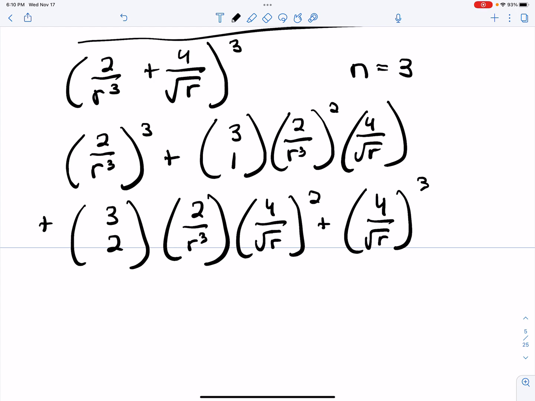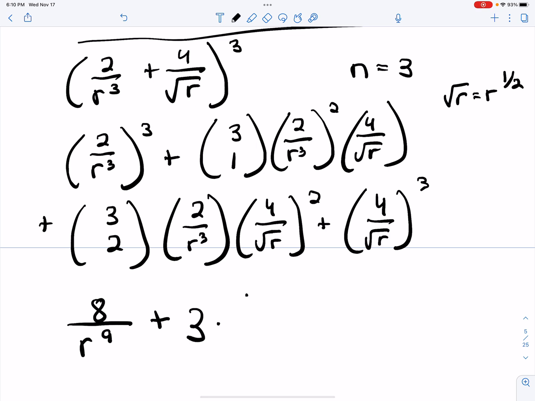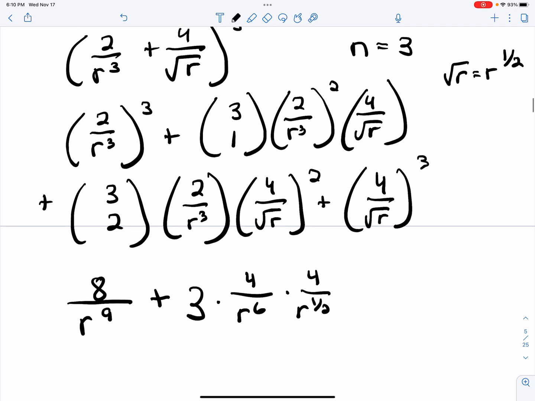Ooh, goodness. You'll probably find that your book likes to just use fractional exponents to make things a little easier. So instead of square root of r, they'll say r to the 1/2. Keep in mind, square root of r is the same thing as r to the 1/2 power. Okay, so that first term, 2 cubed is 8. r cubed is r to the 9, because you have 3 times 3 in the exponents. Plus, and then the 3 choose 1. Let me put that in my calculator real quick, because I don't remember off the top of my head. It's 3. I should remember that. Then you got 4 over r to the 6th, and then 4 over r to the 1/2. So we'll keep it that way.